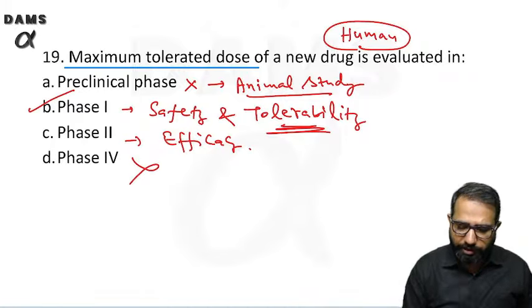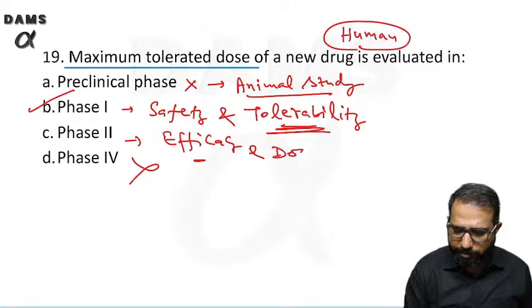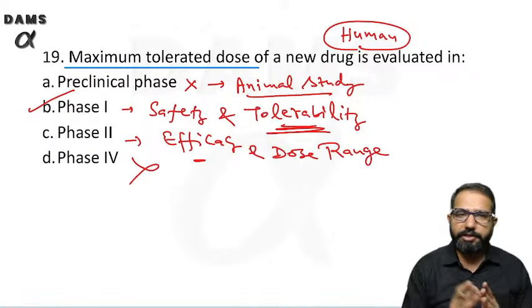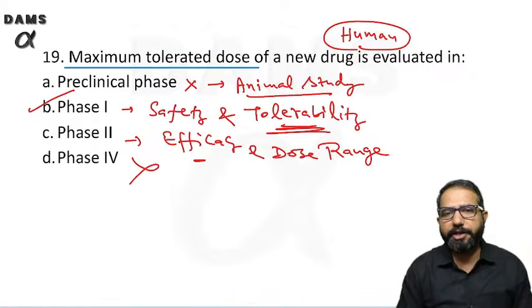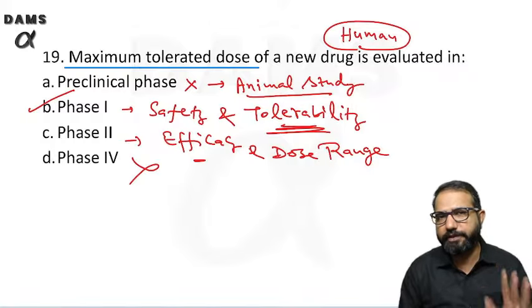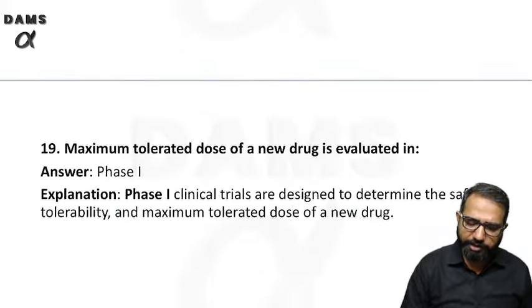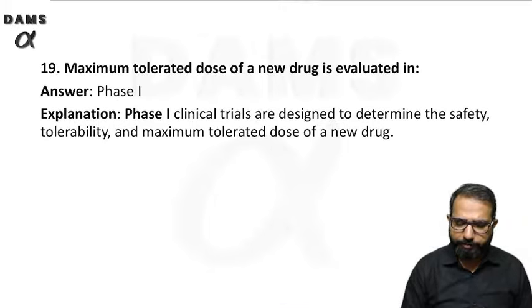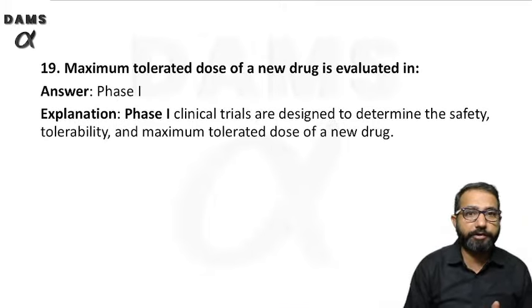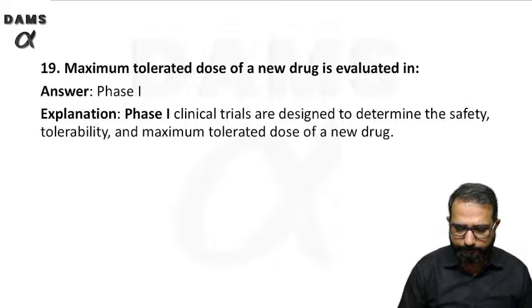So it is the safety and tolerability. Tolerability, you will get the maximum tolerable dose. In phase 2, you will get the dose range, in which range the drug can be useful. But phase 1 is safety and tolerability. And always remember, phase 3 is best data. Overall best data is phase 3. In phase 3, you will get the best data. Always remember that. Okay?